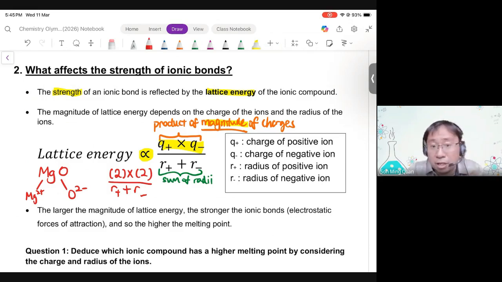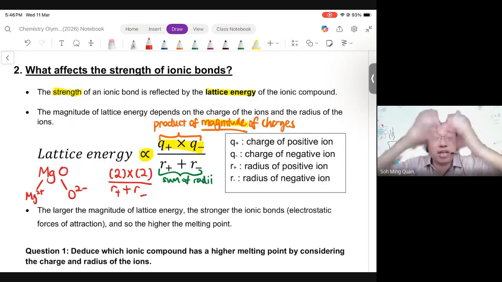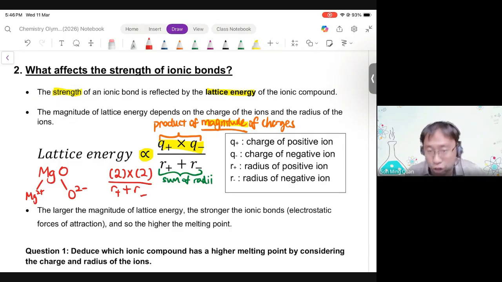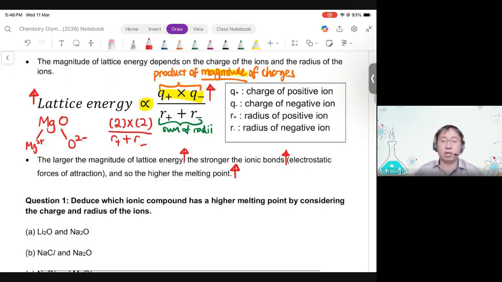All right? Can? So, it's obvious. If you look at this mathematical relationship, it's obvious, right? If the charge is larger, that means it's like 2 plus or 2 minus or 3 plus, 3 minus. So long as the magnitude of the charge is larger, the lattice energy will also be larger in magnitude. Right? Charge go up, lattice energy go up. Lattice energy go up, ionic bond stronger. Right? If the ionic bond, the electrostatic force of attraction is stronger, the melting point also go up. Okay? So that is an example.